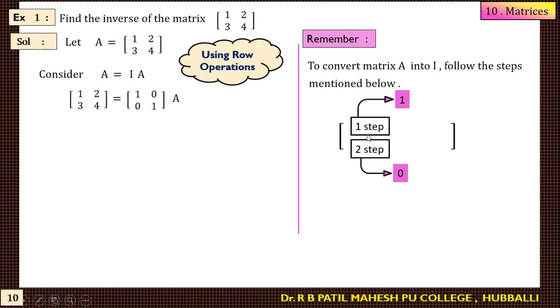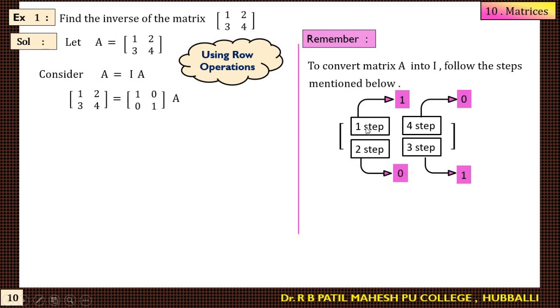Now remember, first step what we have to follow, second step which position, third step is this position, that is the 2 2 position, we have to make it 1, and fourth step is we have to make this 1 2 position element 0. Next, how to make these position wise elements 1 and 0, I explained.